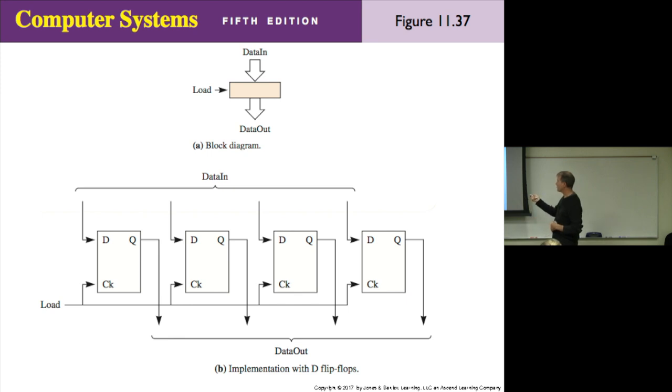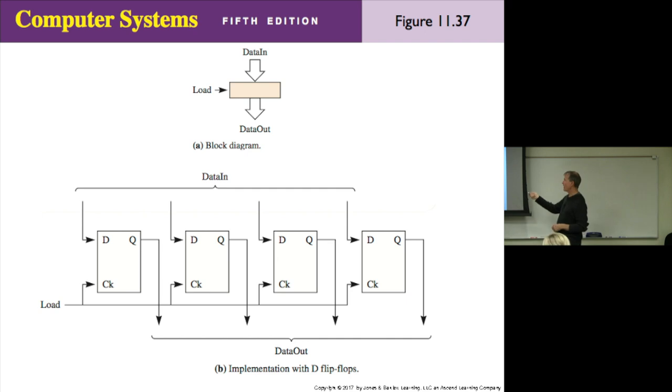And so if we're just looking at figure 11.36A, the way it works is we assume that if we want to load something into the register, we set up the information on the data in lines. Once those data in lines are set, then we pulse load. So load goes up and down. And after that, the data that was in here is now in the D flip-flops. Remember the characteristic of a D flip-flop? Whatever the input is, the state is that input after the clock pulse.